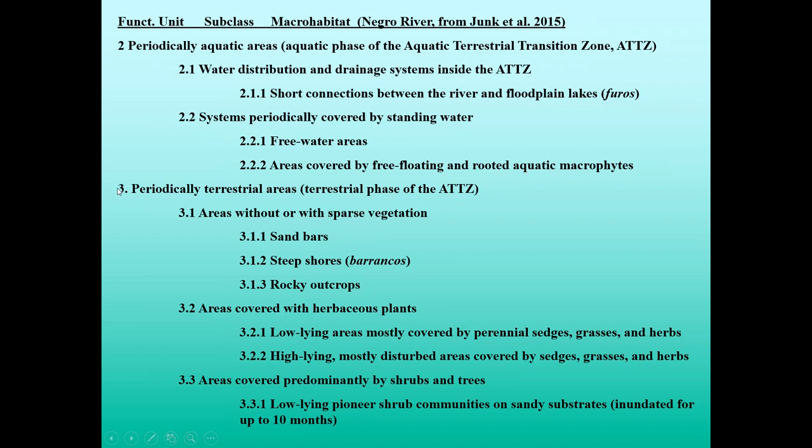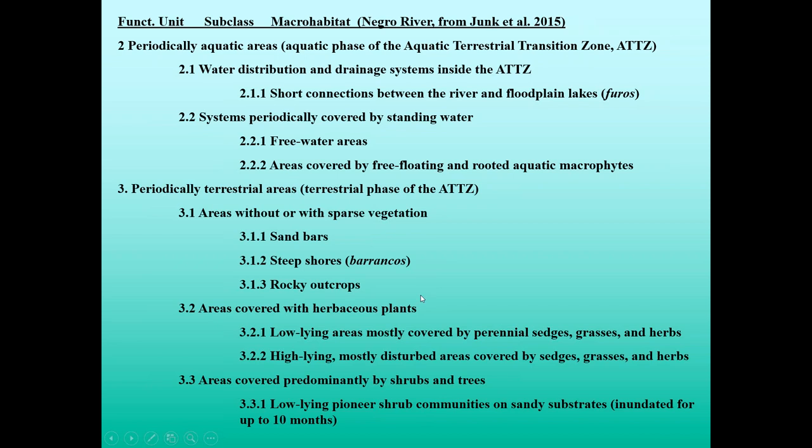Then we have the third functional unit, periodically terrestrial areas. This is a terrestrial phase of the aquatic terrestrial transition zone. Subclass: areas without or with sparse vegetation, the sandbars, steep shores, and rocky outcrops. Then the subclass of areas covered with herbaceous plants, with two macro habitats: low-lying areas mostly covered by perennial sedges, grasses, and herbs, and high-lying, mostly disturbed areas also covered by sedges, grasses, and herbs. And then the third subclass, areas covered predominantly by shrubs and trees, where we have a couple of macro habitats. I start with only one here: low-lying pioneer shrub communities on sandy substrate, inundated for up to 10 months, and so on.